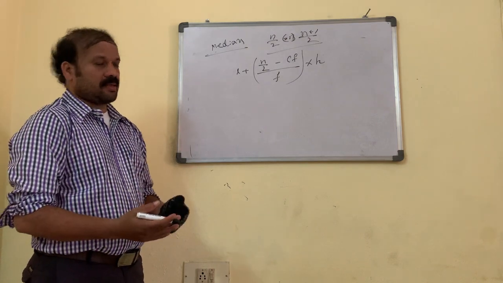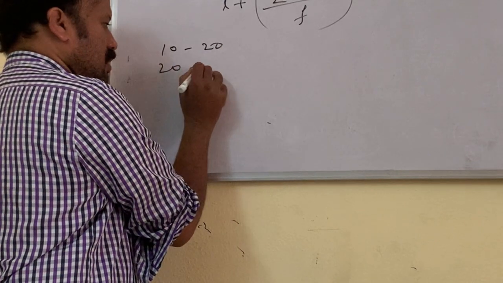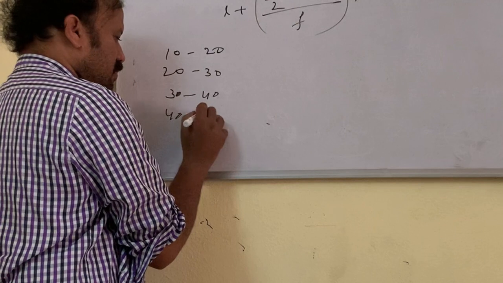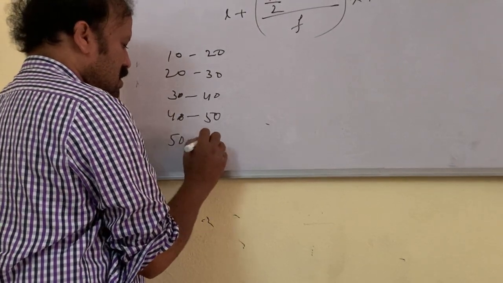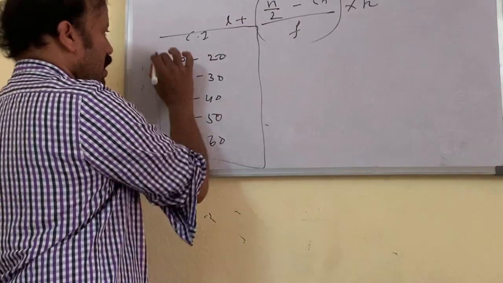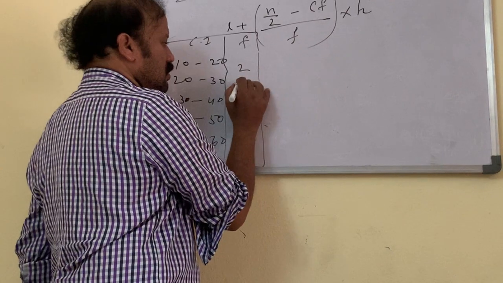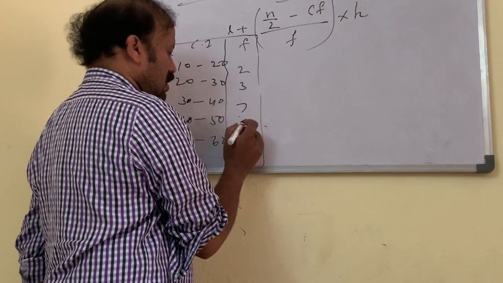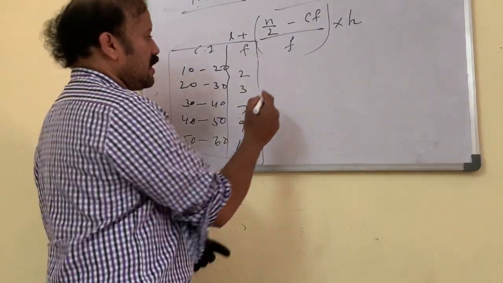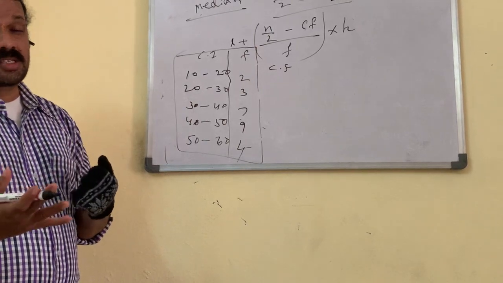Again, the class interval is the same: 10 to 20, 20 to 30, 30 to 40, 40 to 50, 50 to 60. After that there will be frequency also. F values are 2, 3, 7, 9 and 4. What is given you can write, and CF also you can write, the cumulative frequency.